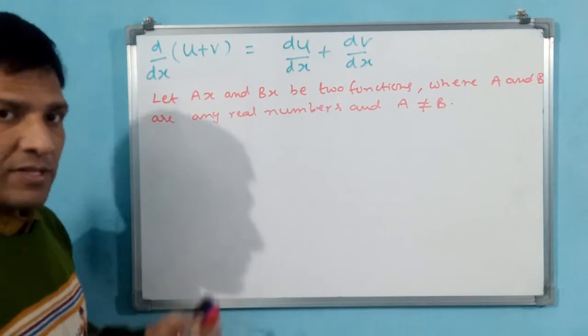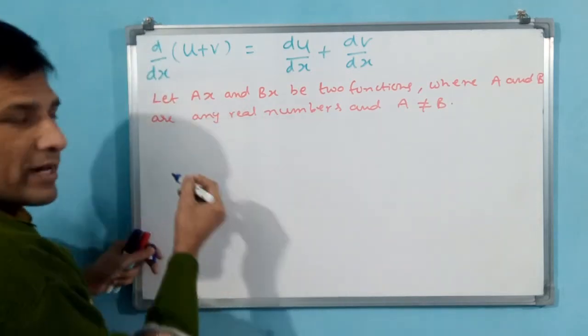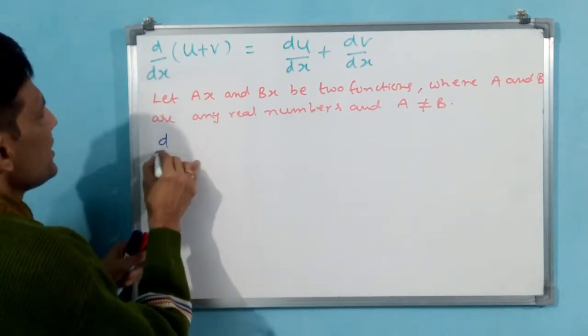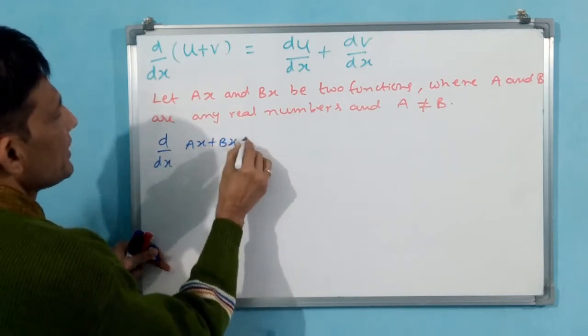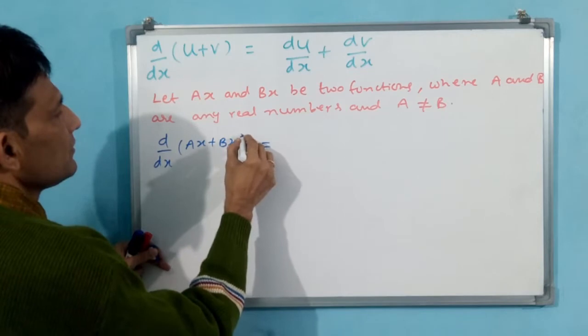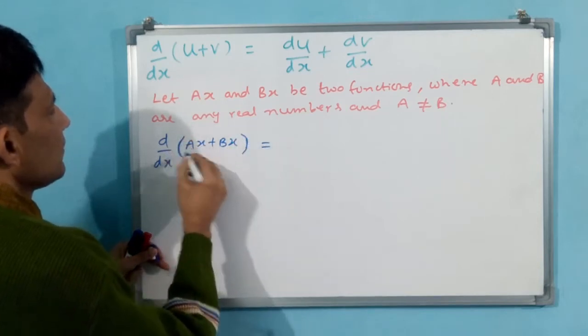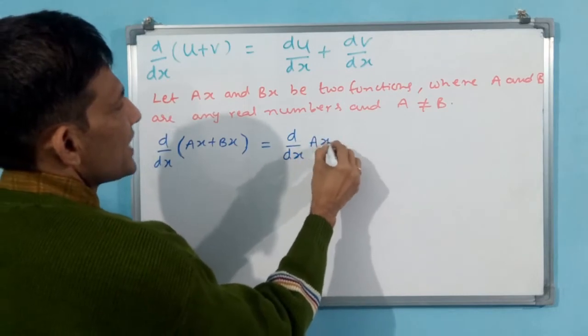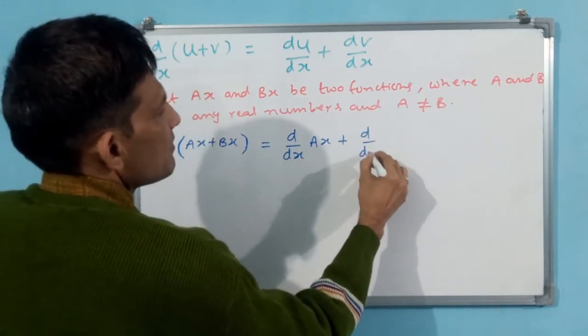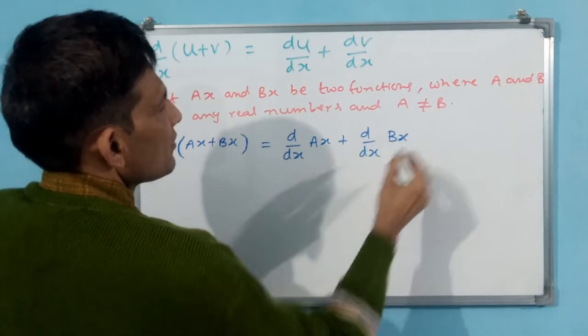See now what we are doing. Now we are writing like this: d by dx of Ax plus Bx is equal to d by dx of Ax plus d by dx of Bx. Is it okay?